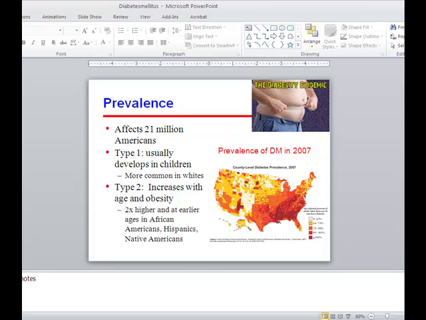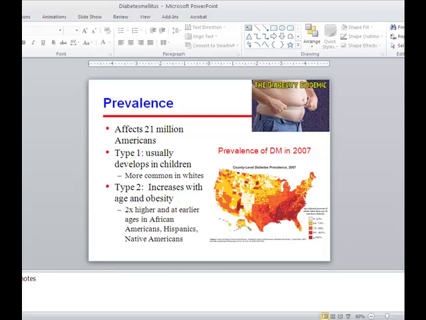Well, the prevalence of diabetes is quite high, and these are actually some old numbers pulled out from some 5, 6, 7 years ago. 21 million Americans at that time, which is much higher now. Type 1 usually develops in children, and is more common in Caucasians.